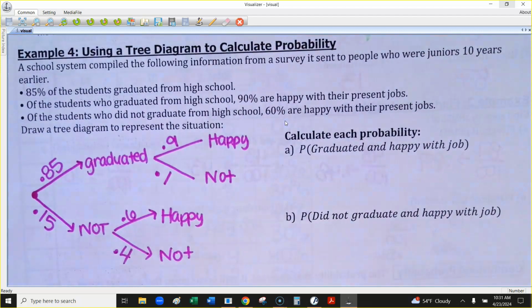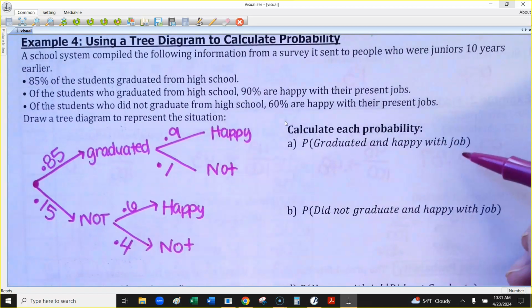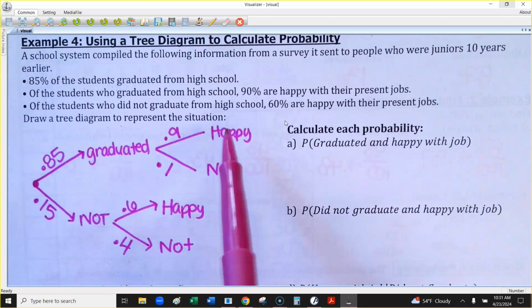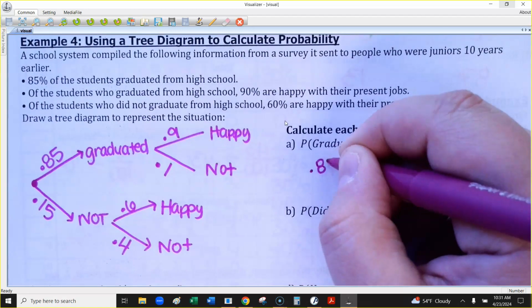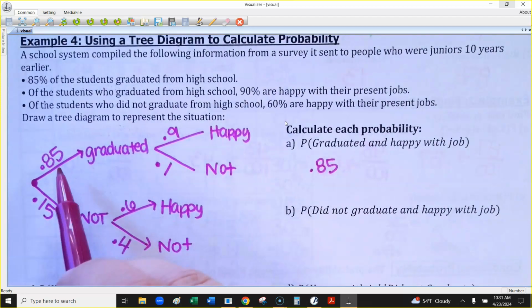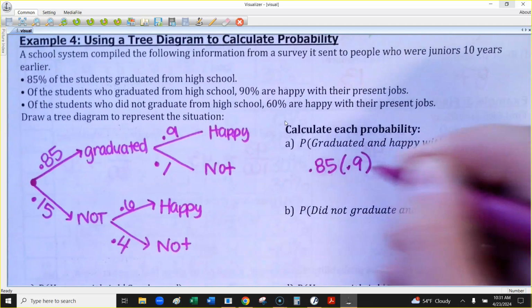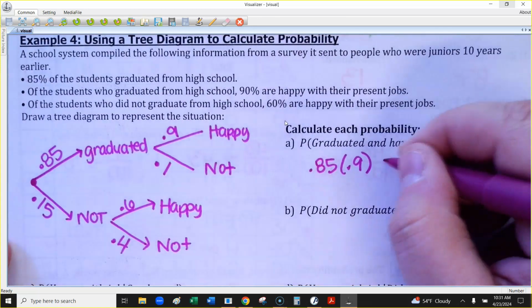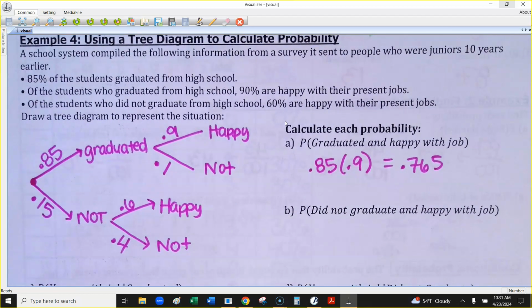Some of these are conditional, some of them are not. So this just says they graduated and they're happy with their job. So you're just going to follow along the branch and you just multiply them together. So graduated here would be 85% or 0.85, and they're happy with their job. So you would take the 0.85 and just follow along that branch and you multiply as you go across. So I would do 0.85 times 0.9, which is going to give me 0.765. So 76.5% of the people that graduated are going to be happy with their job.